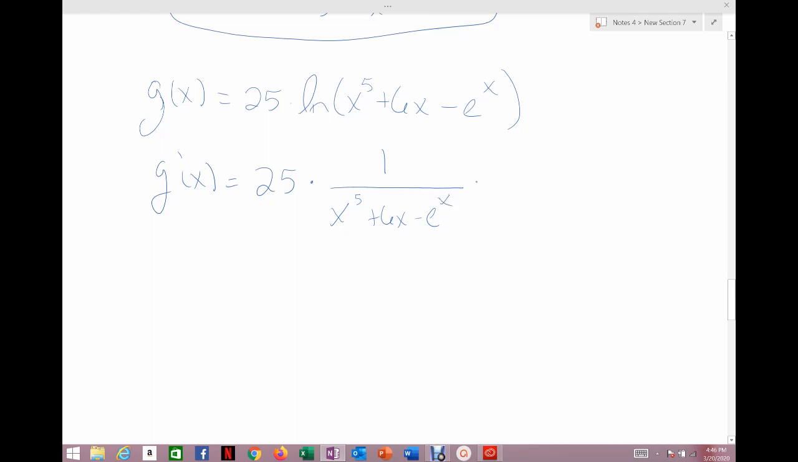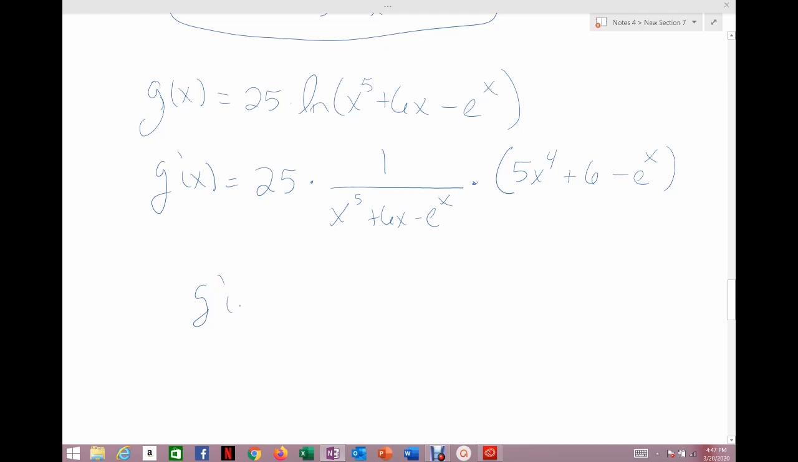But I'm not done yet. That's just the log part. Separately, and separated by multiplication, I take the derivative of the inside. So the derivative of the inside, power rule, 5x to the 4th plus 6 minus e to the x, right? Because the derivative of e to the x is e to the x.